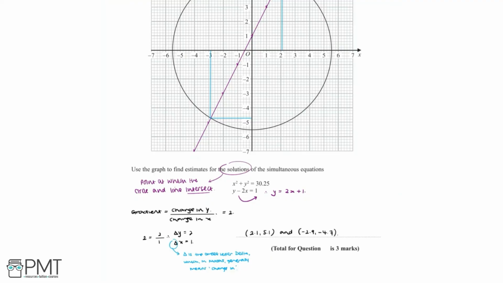And so you can see that we've used our graph in order to find estimates for the solution of the simultaneous equations, and we've found that the two solutions are 2.1, 5.1, and minus 2.9, minus 4.7. Now this question is worth 3 marks. We get the first mark for correctly plotting the line y equals 2x plus 1. We get the second mark for finding the first point of intersection, which has the coordinates 2.1, 5.1. And we get the third mark for finding the second and final solution, which has coordinates minus 2.9, minus 4.7. Allowing us to get the full 3 marks needed in this question.